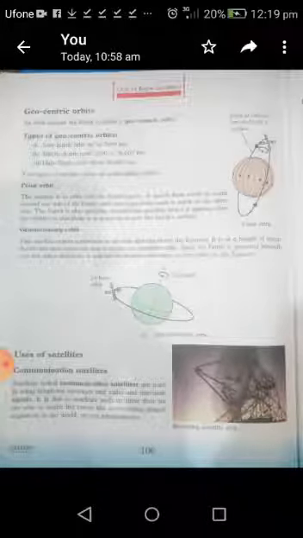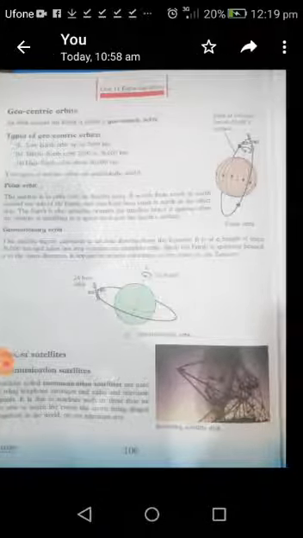Open page number 106, uses of satellites. There are many satellites which are performing different functions. First one we are going to learn, that is communication satellites. Satellites called communication satellites are used to relay information, telephone messages and radio and television signals. It is due to satellites such as these that we are able to watch live events like sports being played anywhere in the world on our television sets.